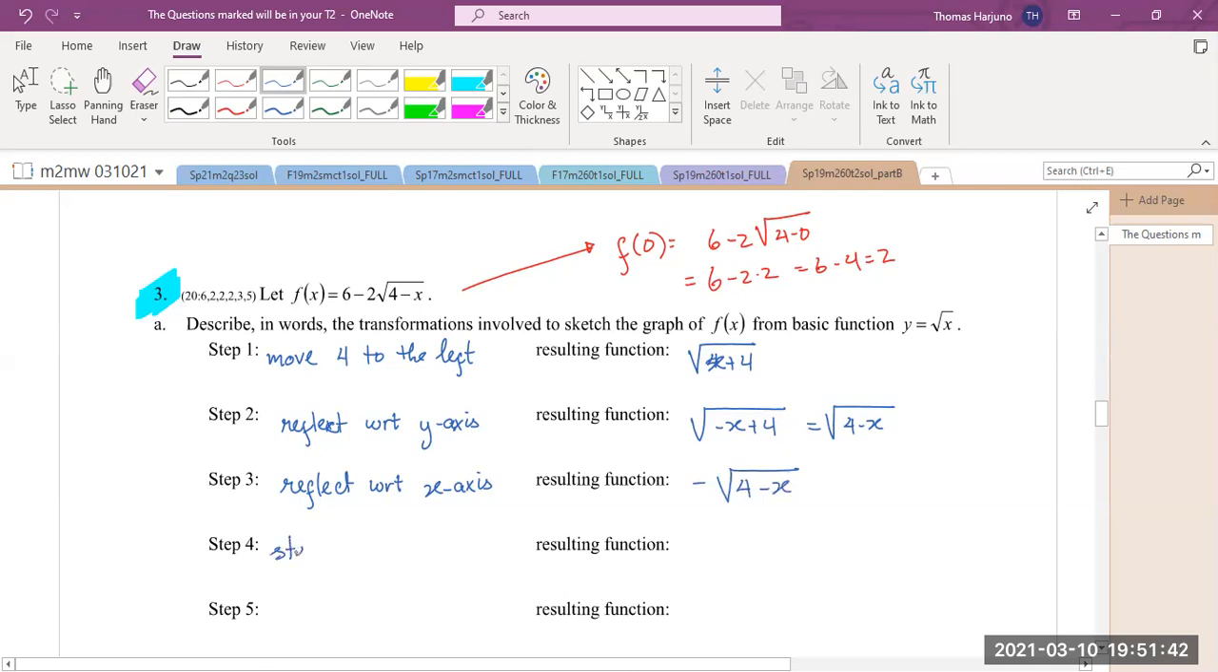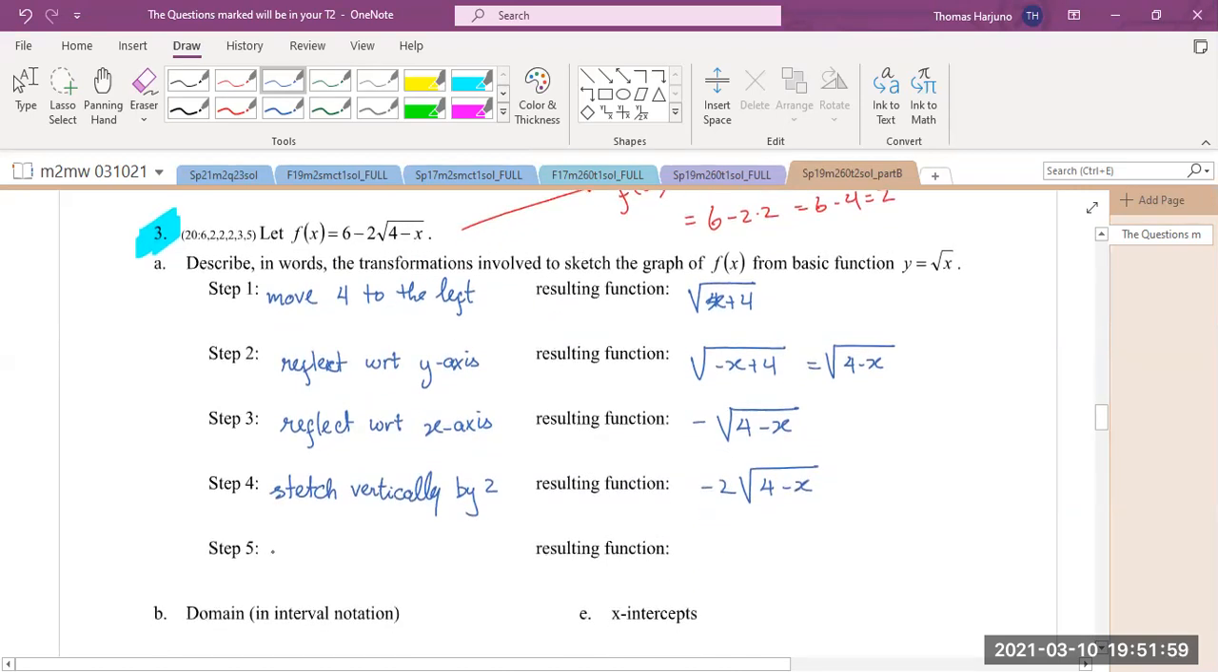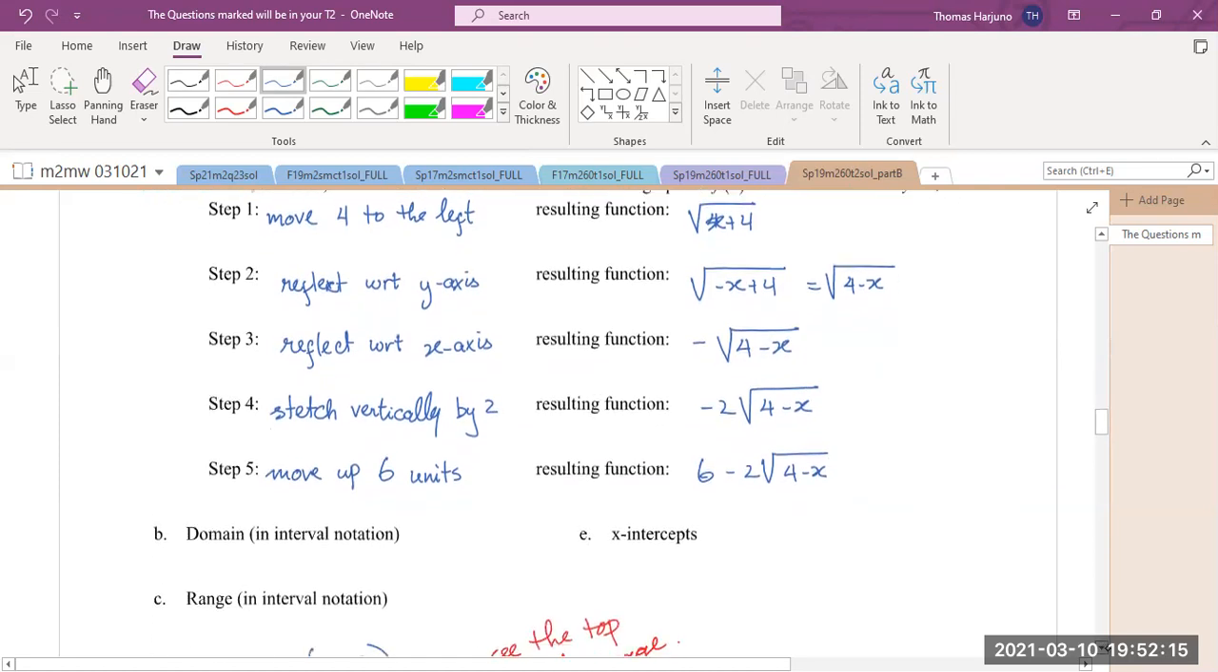Stretch vertically by 2, that gives us negative 2 square root of 4 minus x, and then we move up 6 units. That's how we get 6 minus 2 square root of 4 minus x. That's what we want. Now, how about the domain?